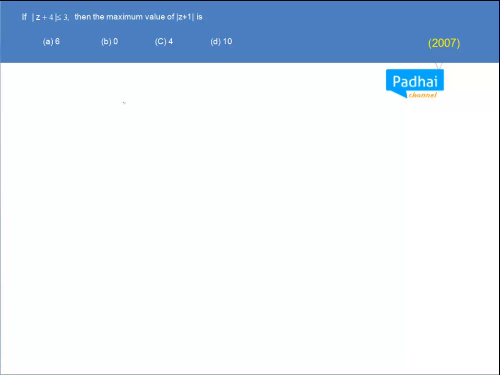Okay, now let us try this problem of complex numbers for the year 2007. This is a very basic question which many students find very difficult. I'm telling you it's basic because it's a standard question. You should have practiced these kinds of questions in order to have a good hold on complex numbers, and basically this is based on geometry of complex numbers.